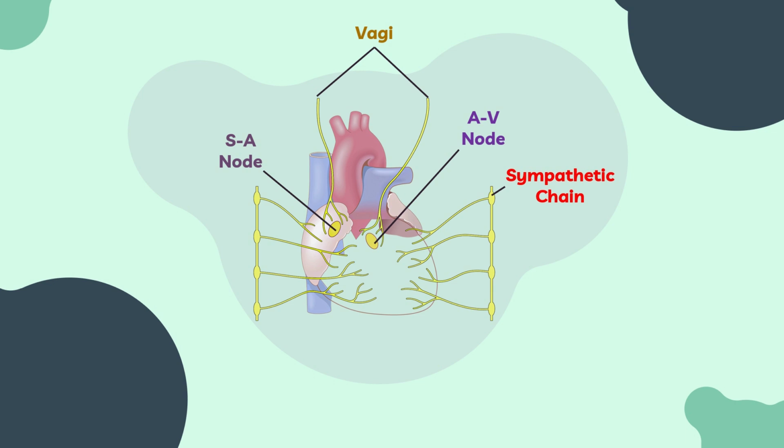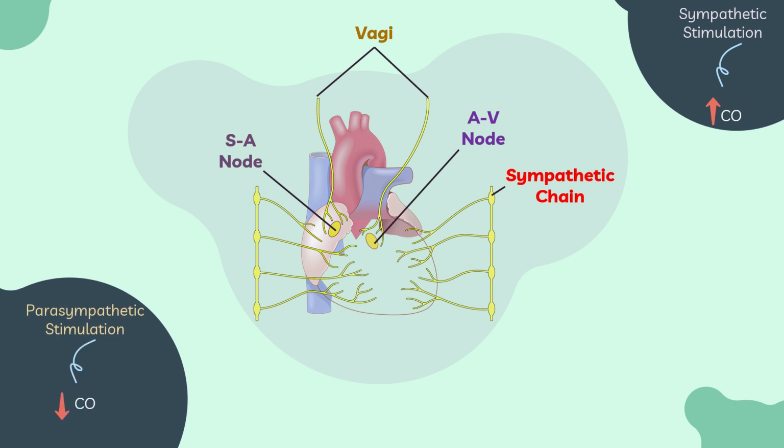For given levels of atrial pressure, the amount of blood pumped each minute, called cardiac output, often can be increased more than 100% by sympathetic stimulation. By contrast, the output can be decreased to almost zero by vagal or parasympathetic stimulation. Now, moving towards mechanisms of excitation of the heart by the sympathetic nerves.